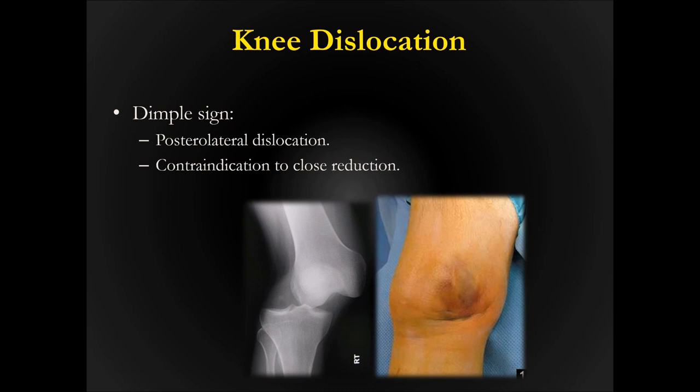So, I showed you this. This dislocation is very special. We call this the posterolateral dislocation. Okay, the femur moves to the medial side, and the tibia moves to the lateral side, and then there's a big gap like this.